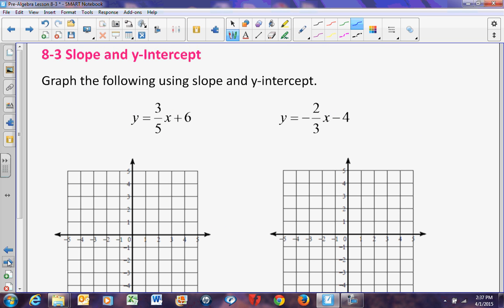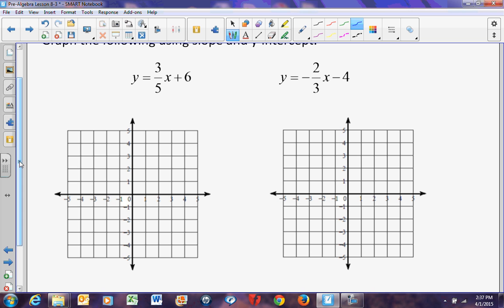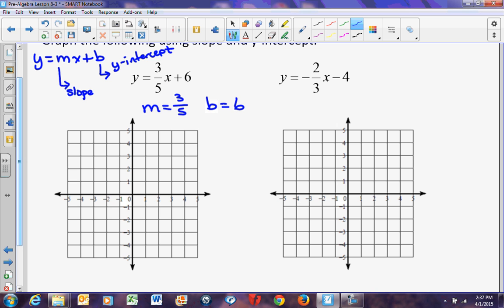Okay, we're going to graph the following using slope and y-intercept. I'm going to graph y equals 3/5 x plus 6. First thing you have to do is identify your slope and identify your y-intercept. This is in the form of y equals mx plus b. The m is your slope, and the b is your y-intercept, the point where your graph crosses the y-axis. So my slope in this equation is 3/5 because it's whatever's in front of x, and my y-intercept is 6 because it's whatever's after the term that has the x in it.